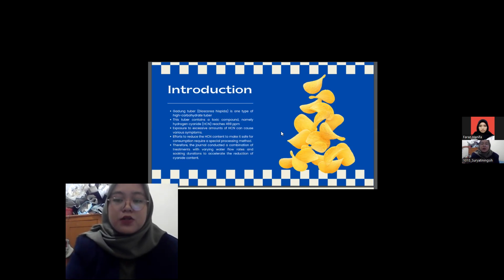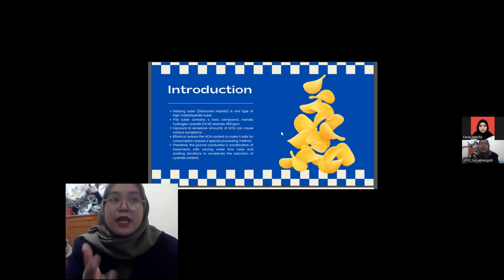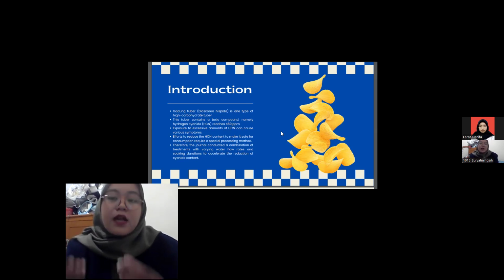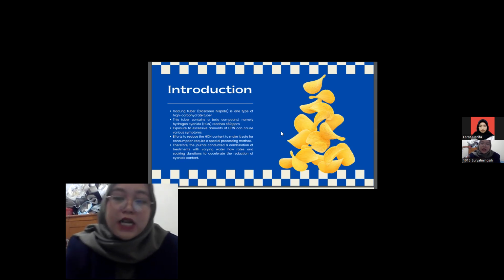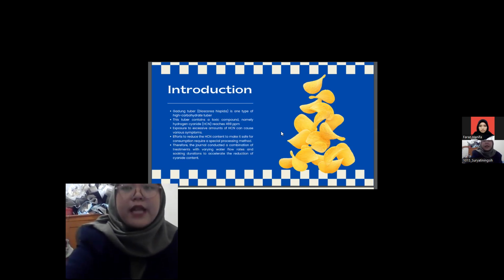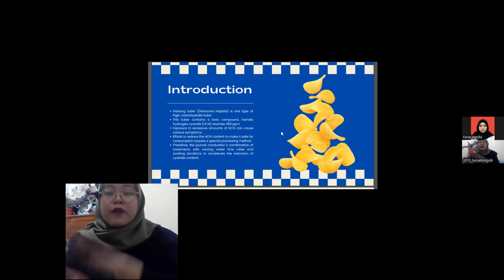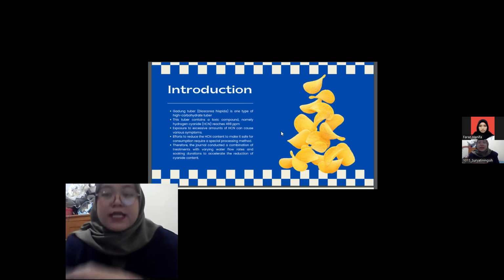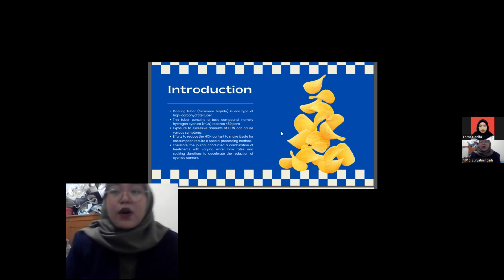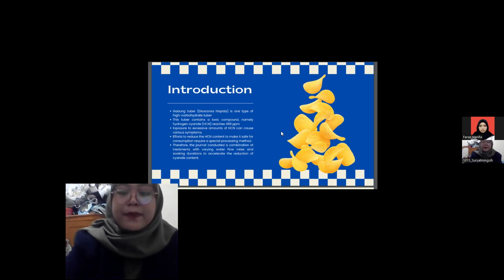Efforts to reduce HCN content to make it safe for consumption require a special processing method, namely continuous soaking of the gadung tuber in water. Therefore, the journal conducts a combination of treatments with various water flow rates and soaking durations to accelerate the reduction of cyanide content.